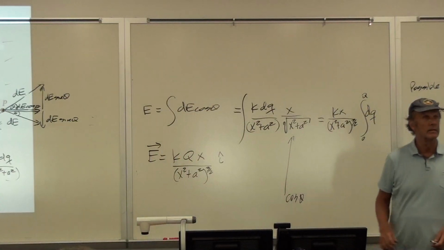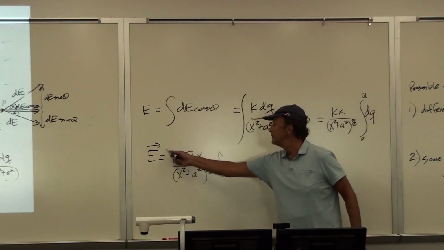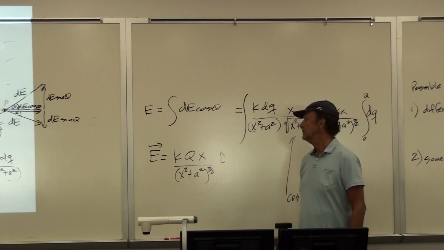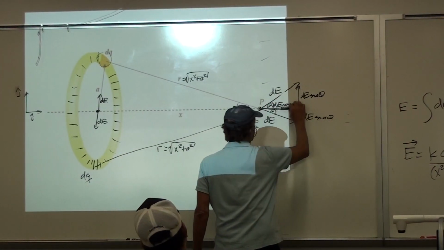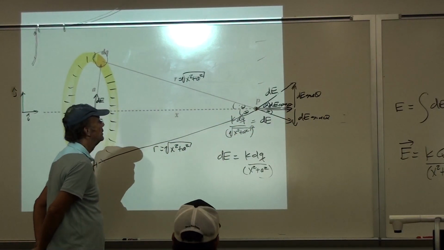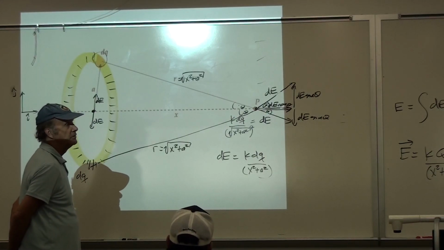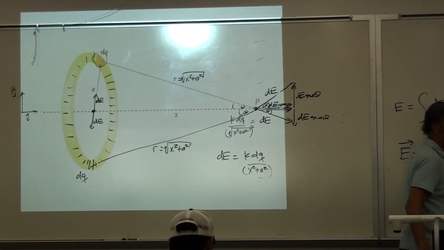Any questions about that? So if you wanted to find the magnitude of E there, you would put it into vector form and take the square root of the magnitude. Well, the magnitude of E is just this. So that's not changing. The magnitude of E is going to point in this direction because when we've added up all the little dq charge elements, we've canceled out the vertical components. So this is the magnitude already times the direction.